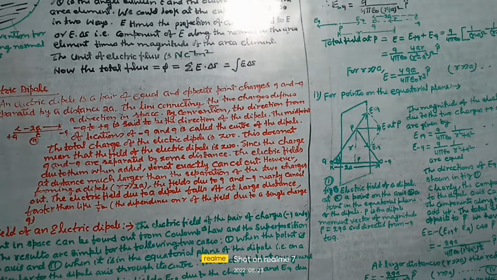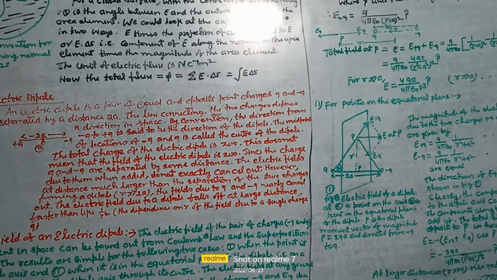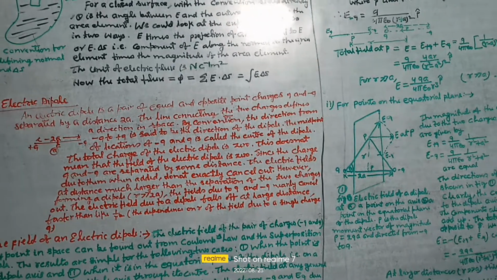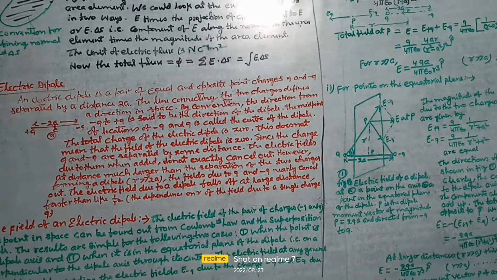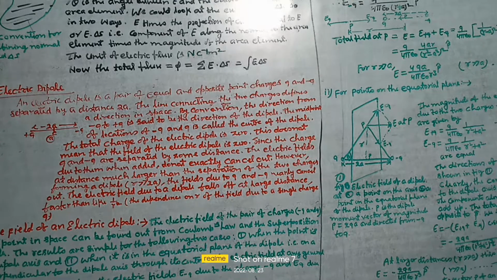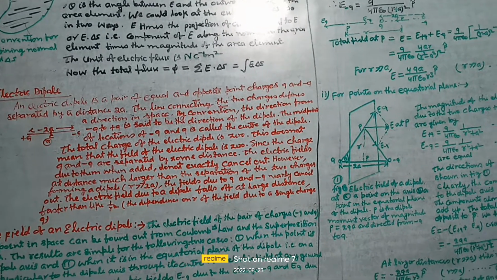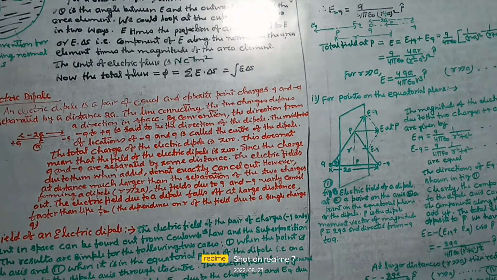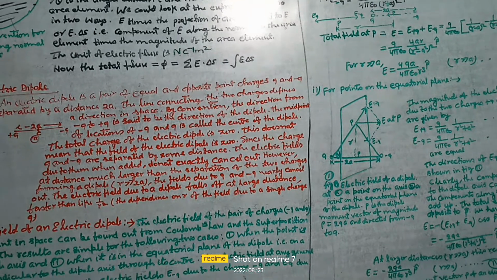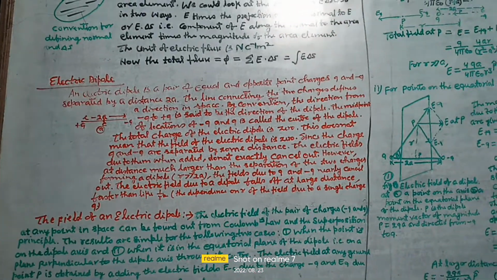The electric field due to the dipole falls off at large distance as 1 by r cube, unlike 1 by r square, the dependence on r of the field due to a single charge q. Now the field of an electric dipole.